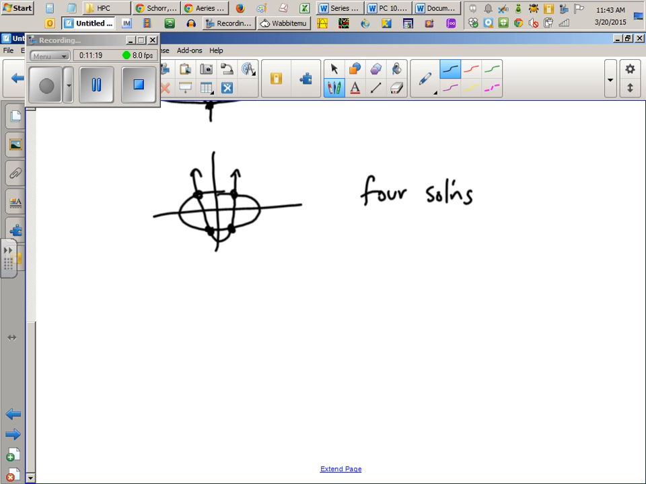Now, second period, I had a student who drew this picture, where there was an infinite number of contact points in here. What's wrong with this picture? This is a tough question. This is not actually possible.